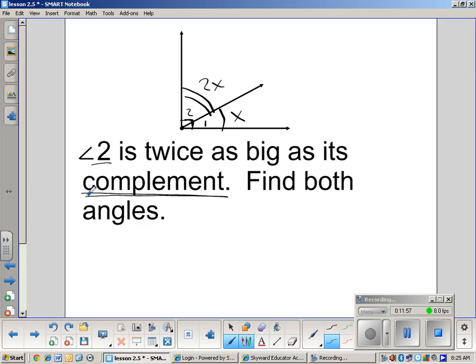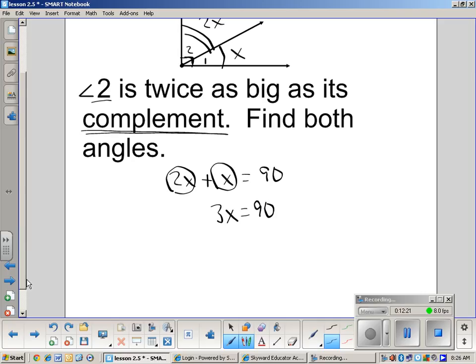What are our two angles? X and 2x. So 2x plus x is going to equal 90. So 2x plus x is how many x's? I have 2 x's here and 1 x here, right? That's 3x equals 90.